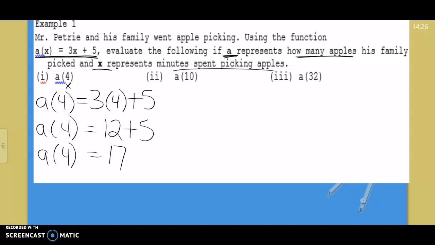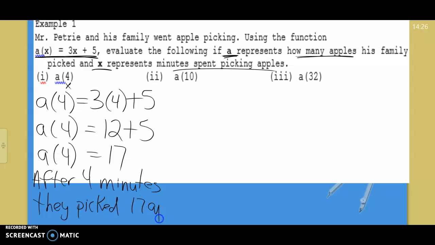The story is after 4 minutes, they picked 17 apples.